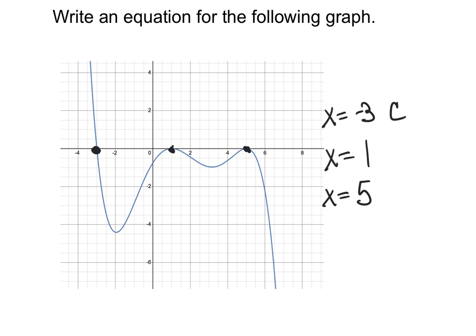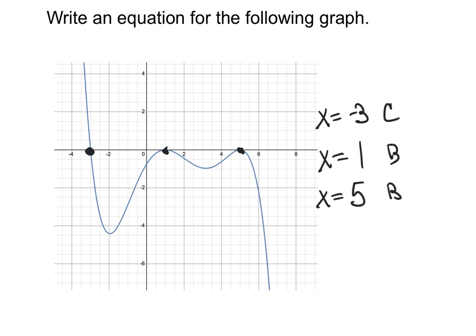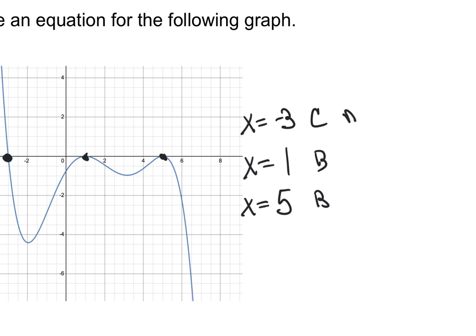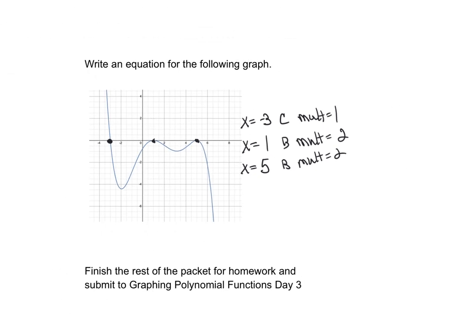At the other two places, at 1 and 5, it's bouncing at both of those, okay? Which means we know some things about our multiplicity, right? In order to be able to cross, our multiplicity or our exponent would equal 1. A bounce would mean our multiplicity would equal 2, and our multiplicity here would also equal 2, okay?